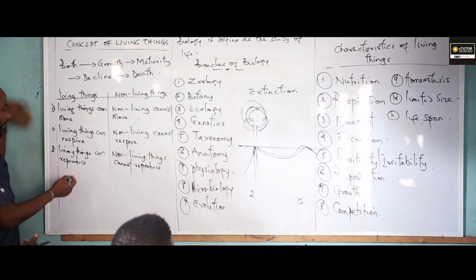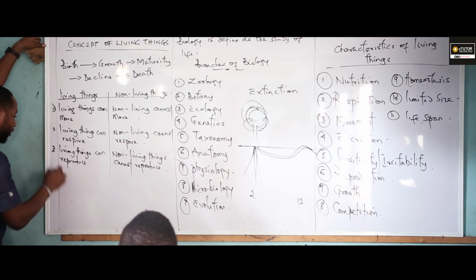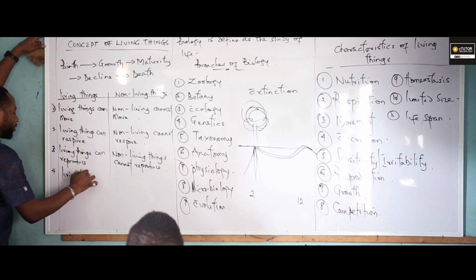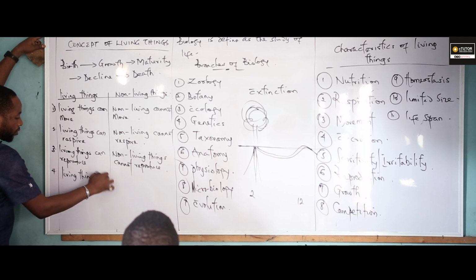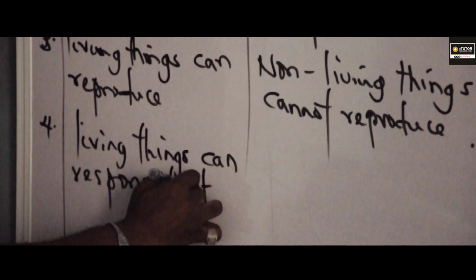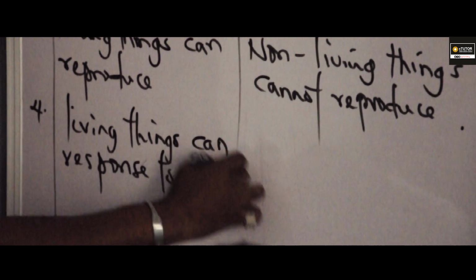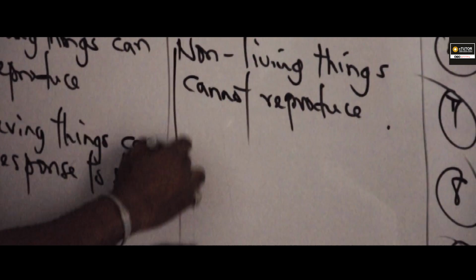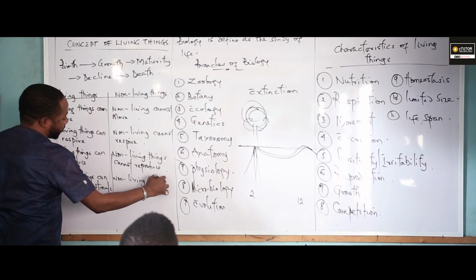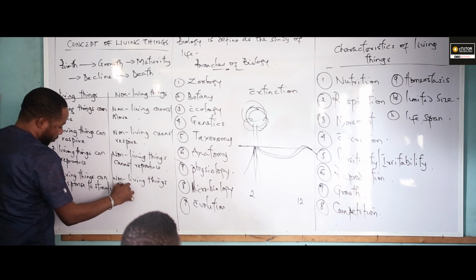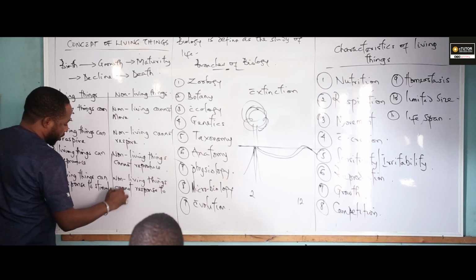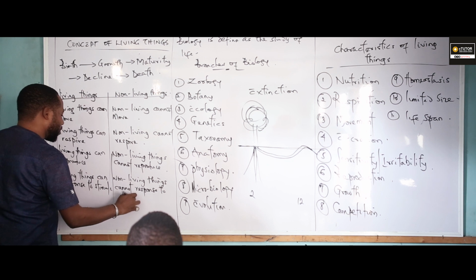Then another one, let's use sensitivity. They can respond to stimulus. Number 4, living things can respond to stimulus. Then non-living things cannot respond to stimulus or stimuli. Now let's stop there.